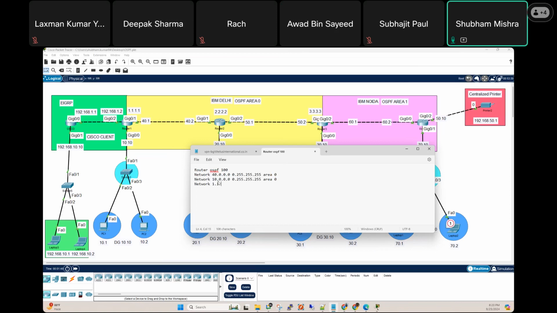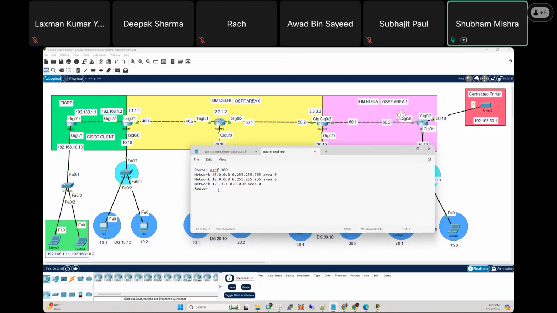Network 1.1.1.1, and what will be the wildcard mask? 0.0.0.0. Done. Area is 0. So this is the configuration on this router. Right, everyone? Yes or no? Yes. We can even change the router ID, but how can we change it?